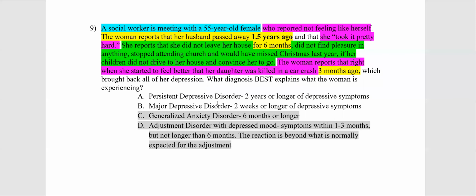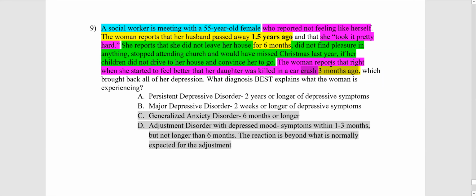She stopped getting pleasure from anything. She didn't go to church. She was going to leave or stay away from Christmas. That is beyond what is normally expected. And to that, I would say you are kind of on the right track, but this all started a year and a half ago. She did this for 6 months.